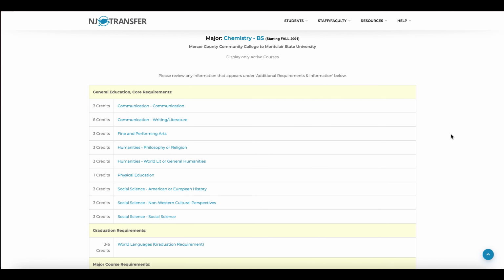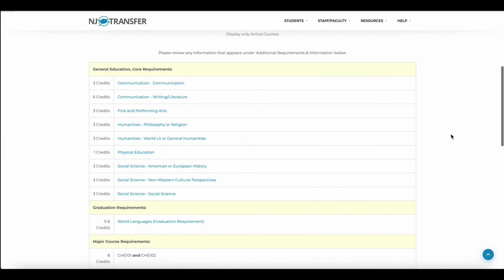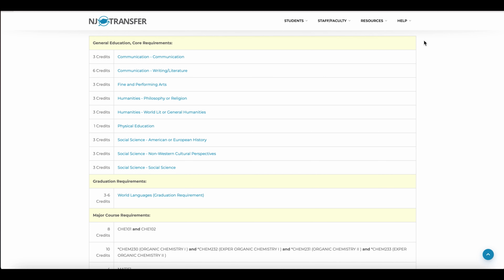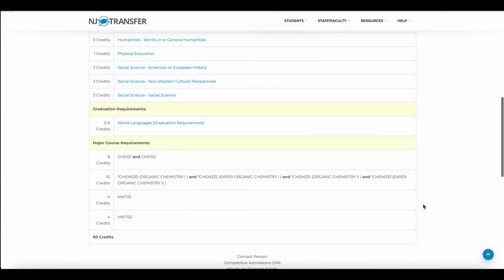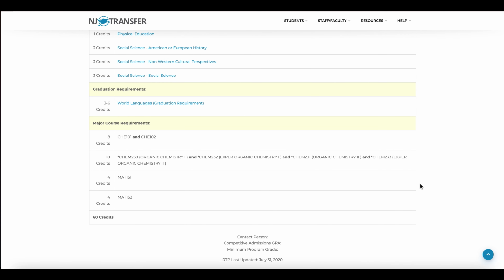Now let's discuss how to read and interpret what all of this means. You will notice that the courses listed in the grid are broken into two groups. At the top, you have the four-year University General Education core requirements, and at the bottom, you have the major requirements. The number of credits required for each of the areas is listed in the left column.